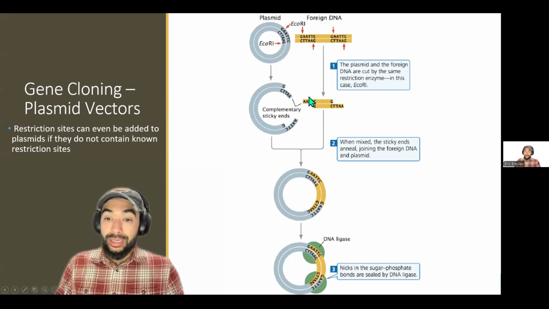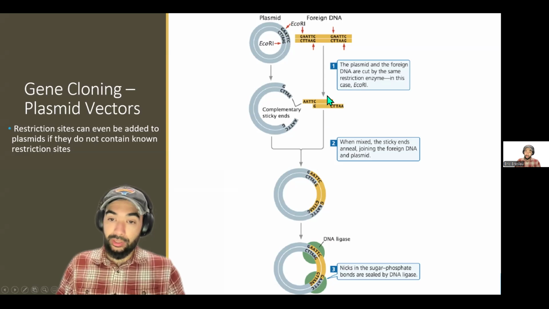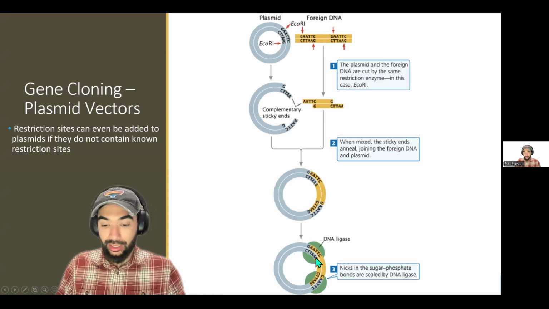When we mix them together into the same solution, what we see is that the gene of interest will be inserted into the plasmid via complementary base pairing. Those sticky ends are complementary to each other because the same restriction site is being used. And so it'll insert, attach, then we can add our DNA ligase, and it'll seal up that plasmid with the new gene.